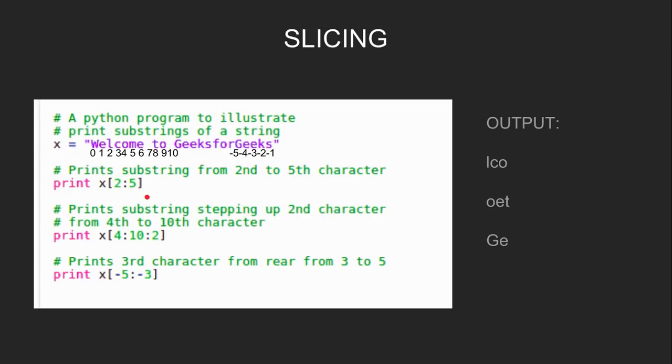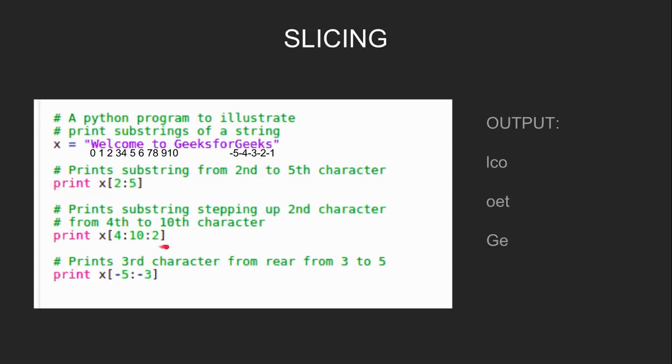x[2:5] will print from index 2 to 4 only. Below here I have mentioned the indexes. So we will print from 2 to 4 and we get L, C and O. Here by default the step size was 1.